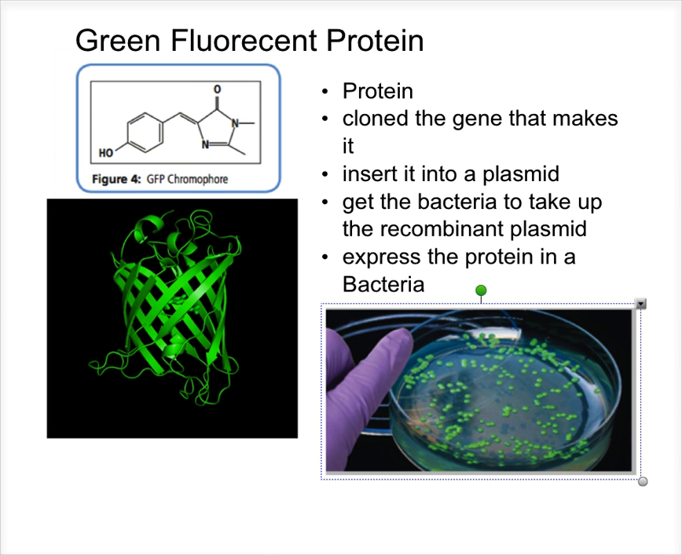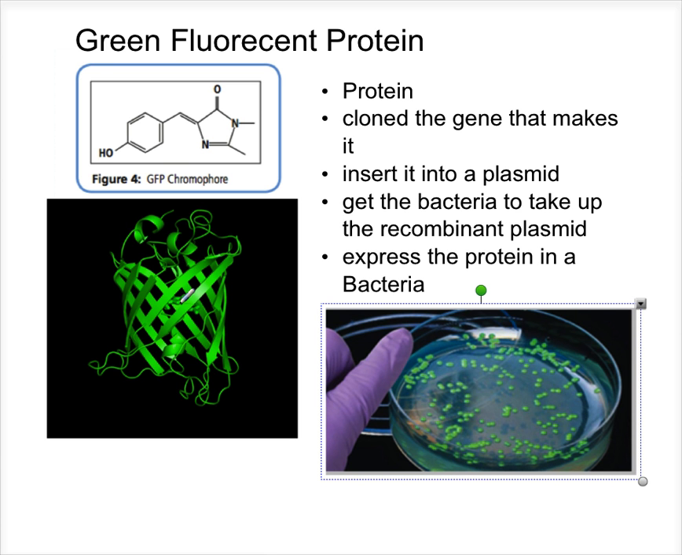Green fluorescent protein is a protein that was discovered in the 1960s, and this protein glows green under ultraviolet light, and that's because it has a special chromophore in the middle of it. So this is the structure of it. It's a beta barrel, meaning it's got mostly beta pleated sheets, and it's actually hollow with a chromophore in the middle. In the 1980s, the gene was cloned and it was inserted into a plasmid.